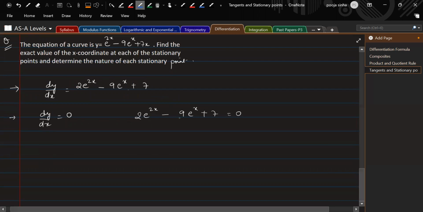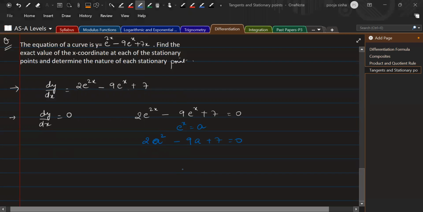Let us take e raised to power x as some other variable. Let's take it as A. Not taking y, because y we are already using for dy/dx. So 2a² - 9a + 7 = 0. Okay. So you will have two answers for this.